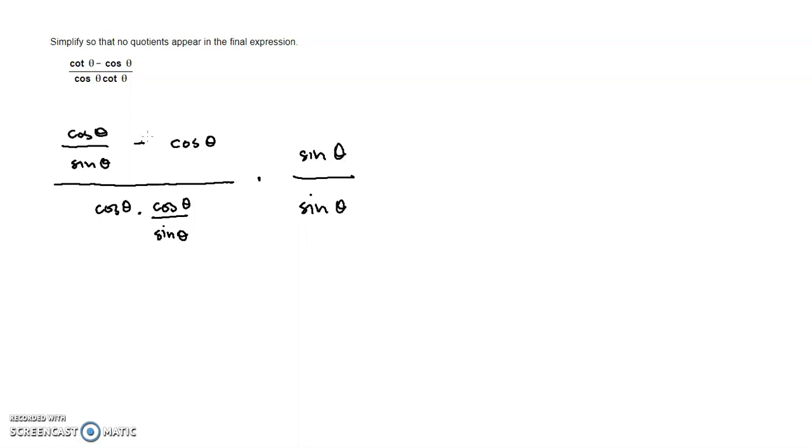So on top, I need to distribute. Okay, so I'm going to multiply here by sine, and I'm going to multiply here by sine. Okay, and then on the bottom, this is all multiplication. So on the top, I'm going to go ahead and write this out. If you see this and you don't need to write it out, that's fine too.